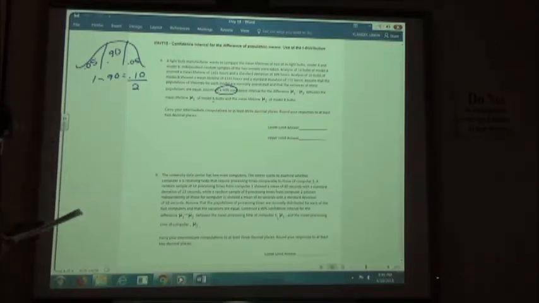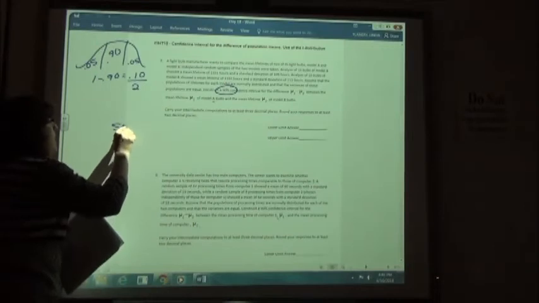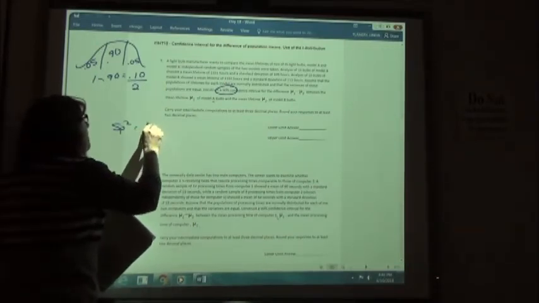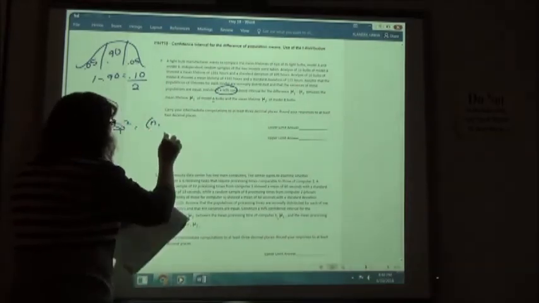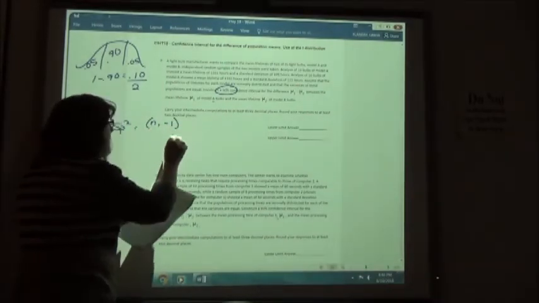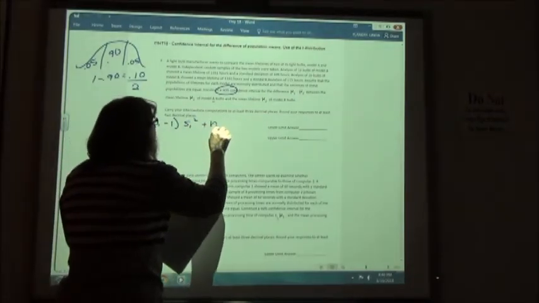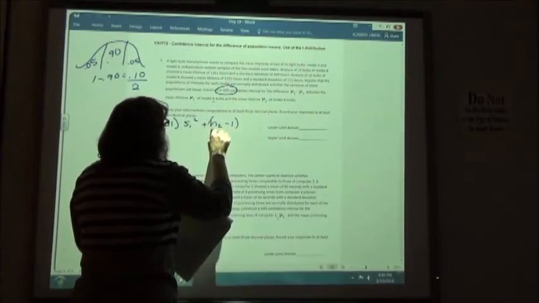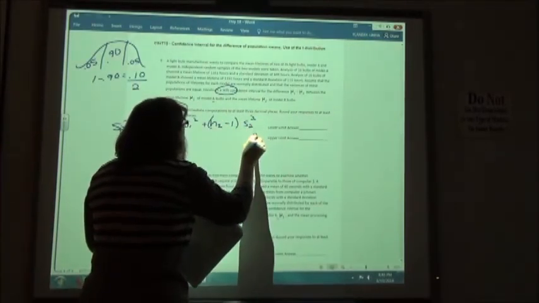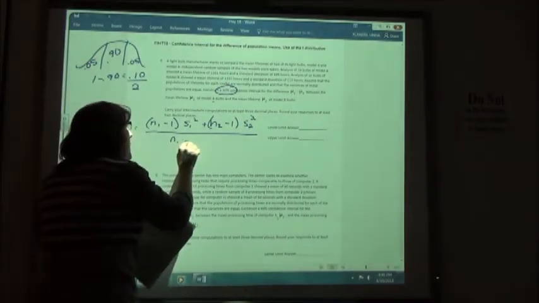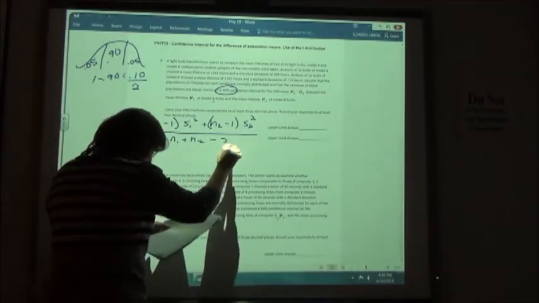So we are first of all going to find what they call S_p squared. And the formula for S_p squared is n sub 1 minus 1 times S sub 1 squared plus n sub 2 minus 1 times S sub 2 squared, over n sub 1 plus n sub 2 minus 2.